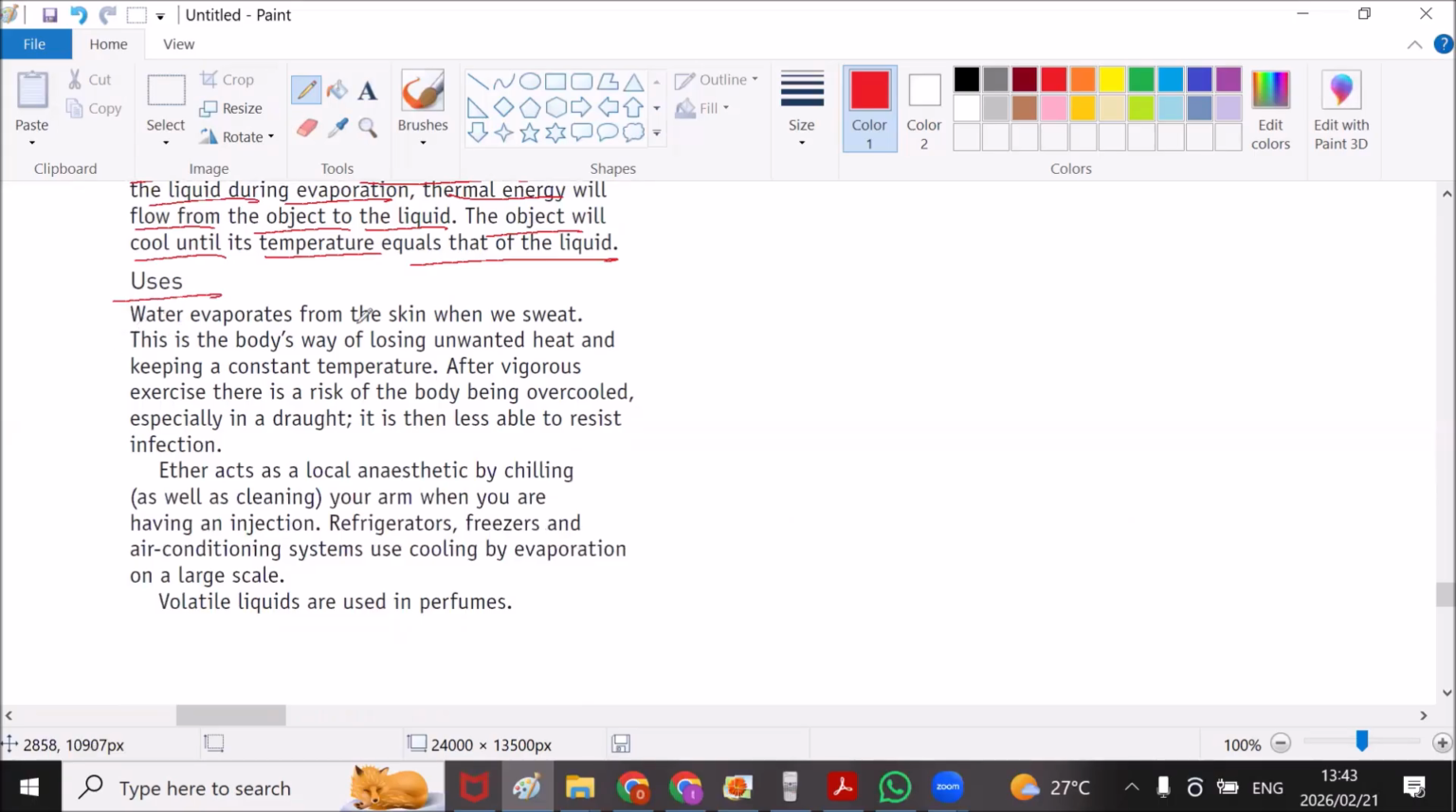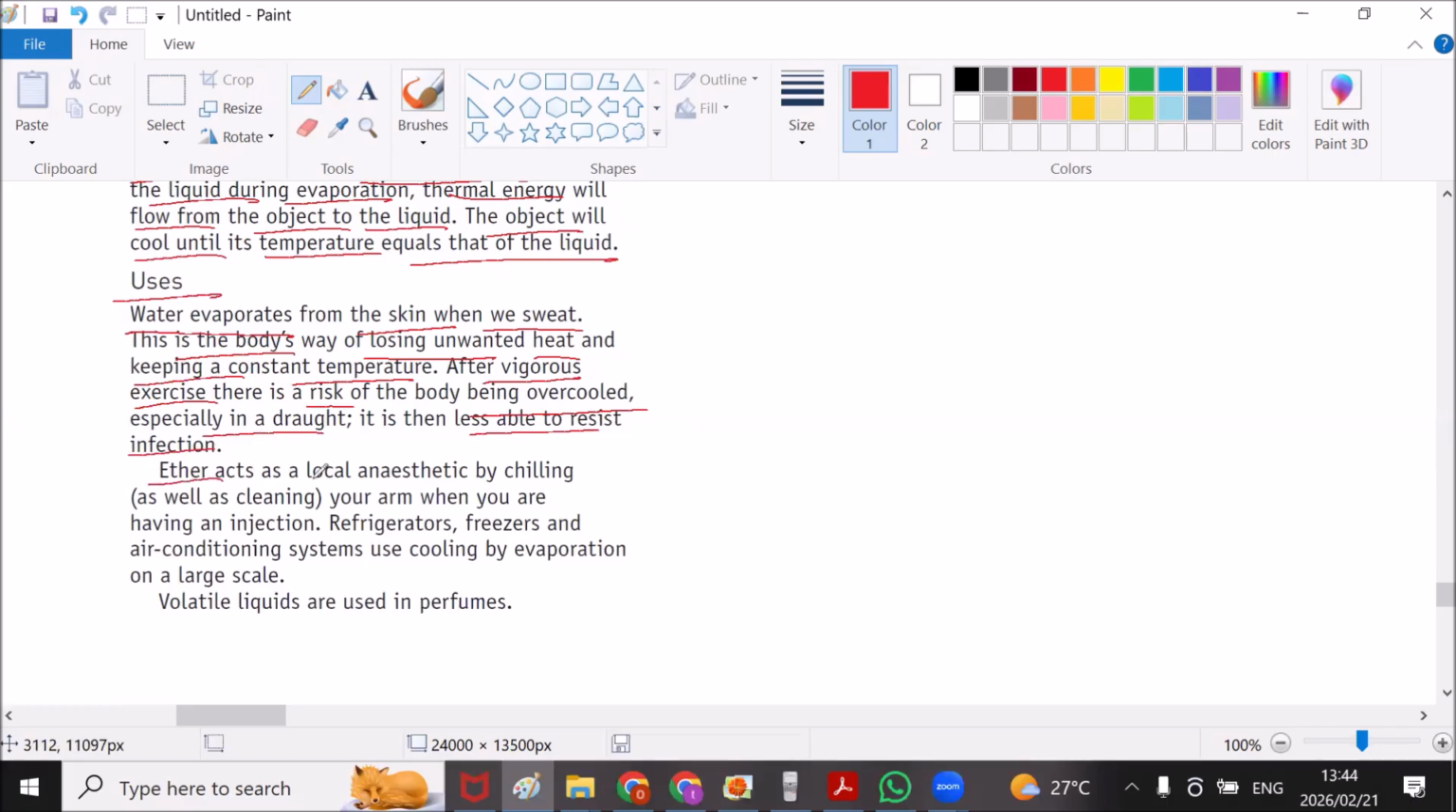Water evaporates from the skin when we sweat. This is the body's way of losing unwanted heat and keeping a constant temperature. After vigorous exercise, there is a risk of the body being overcooled, especially in a draft. It is then less able to resist infection.